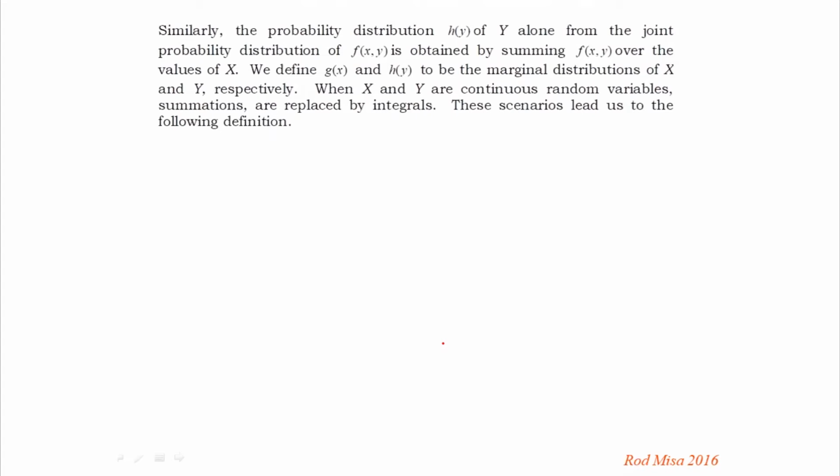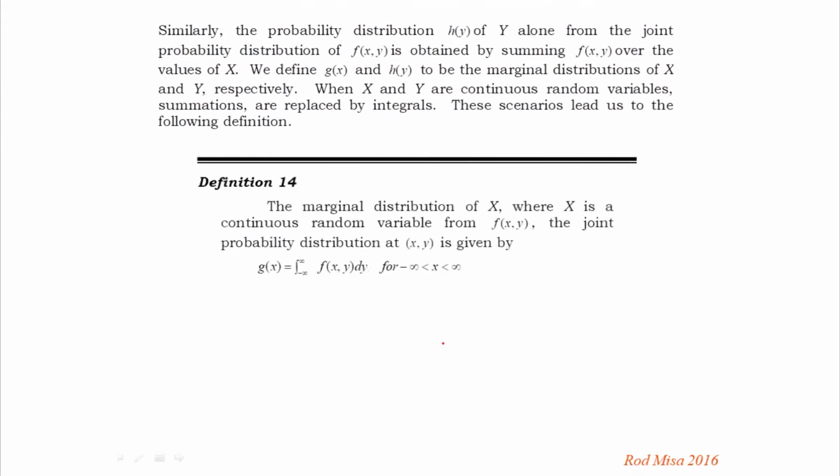When your random variables x and y are continuous random variables, summations are replaced by integrals, because in this case, we are summing up all uncountably infinite pairs of possible values for the random variables x and y. So these scenarios lead us to the following definition here.